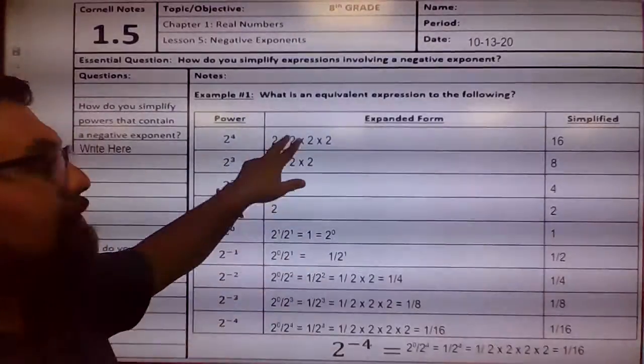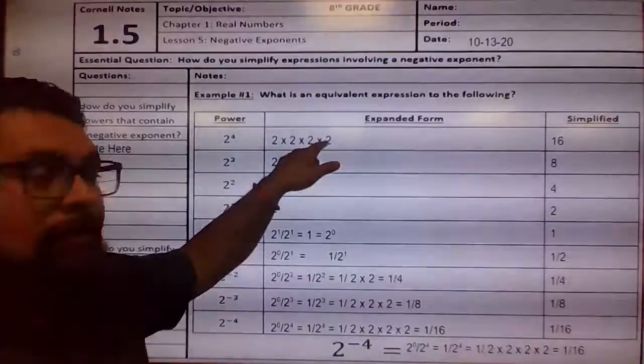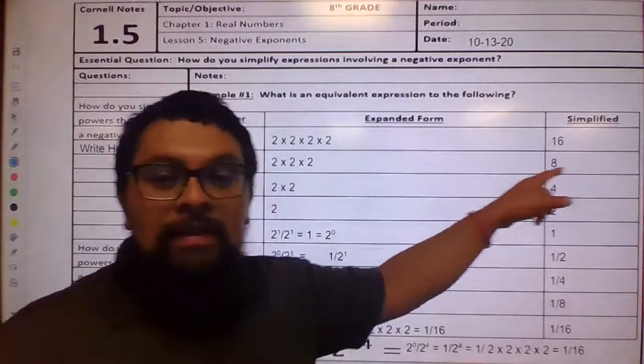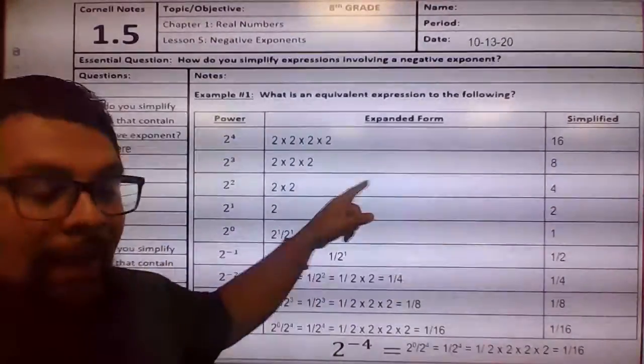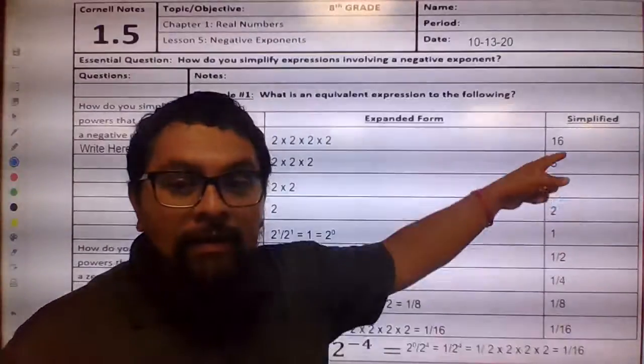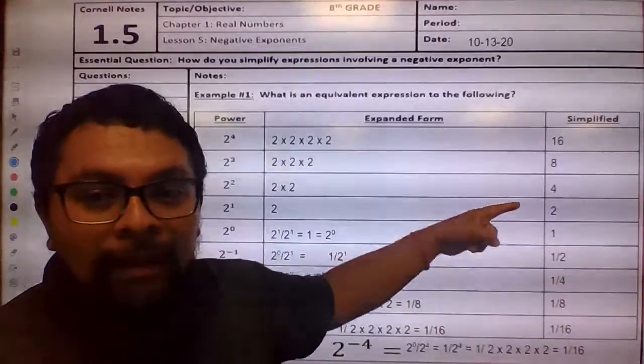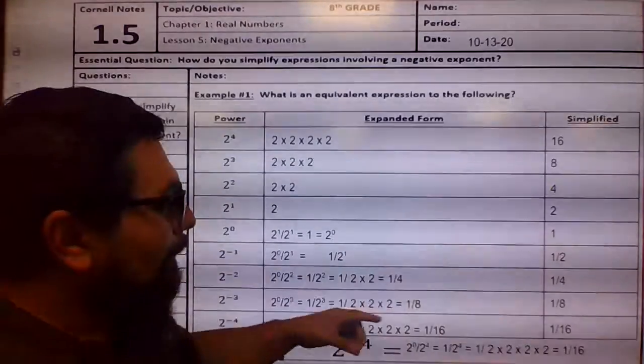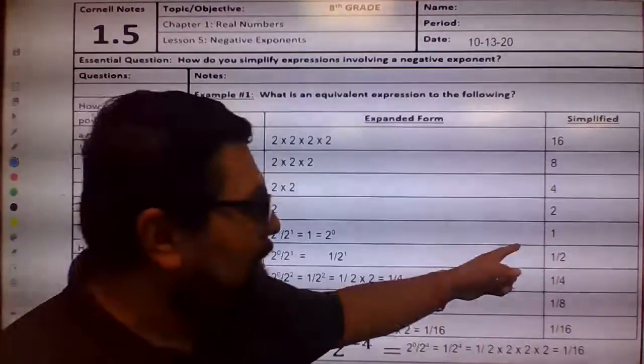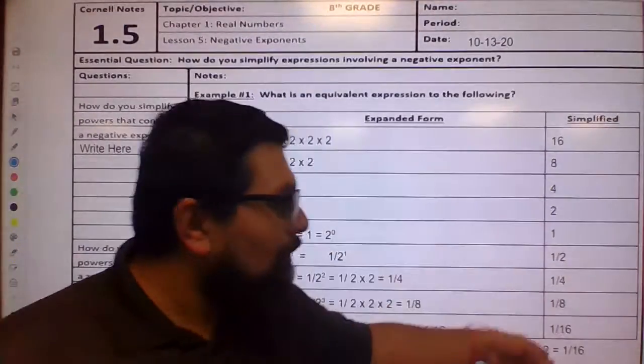When you're typing it in, you're going 2 times 2 times 2 times 2, and then this is 16. You keep going like that, and you should notice that these are going by half. Half going down, as I explained in the video already. It goes half, half, half, half. It keeps going down.